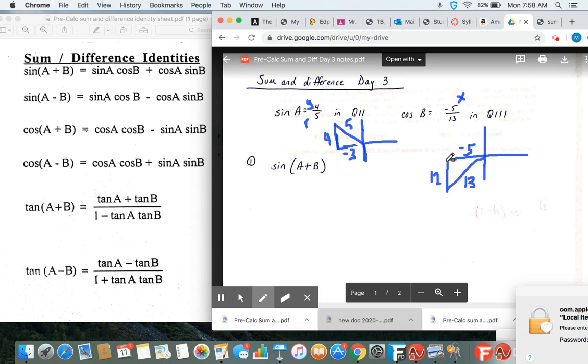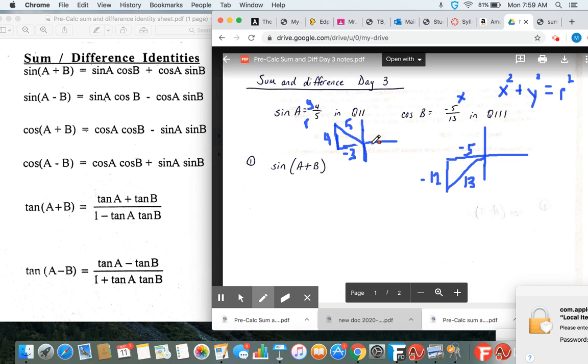Now, because we're in quadrant 3, not only is x negative, but y is as well. Again, these were Pythagorean triples. However, if you didn't recall them or you were given a problem that was not a triple, you would have to go off to the side and figure out the missing side. So you would do x squared plus y squared equals r squared, okay?